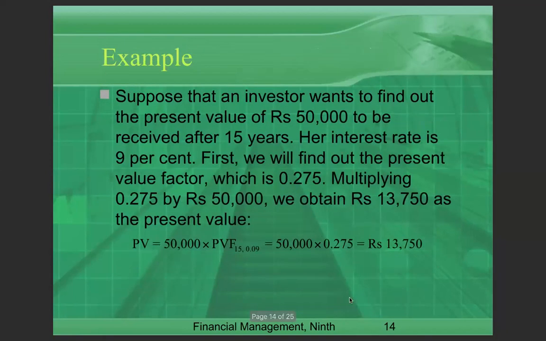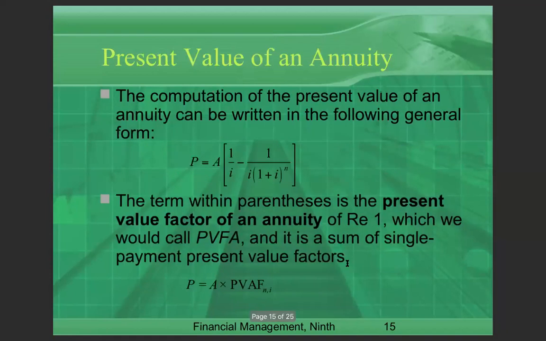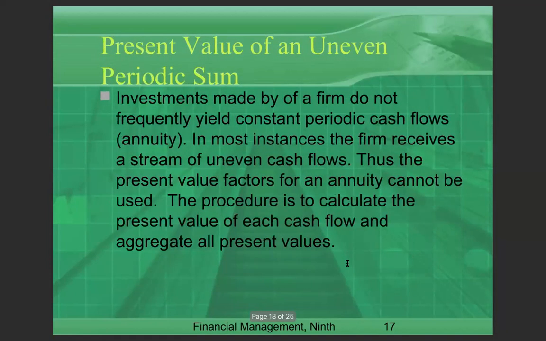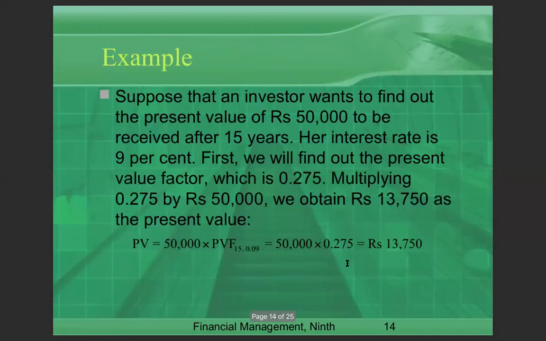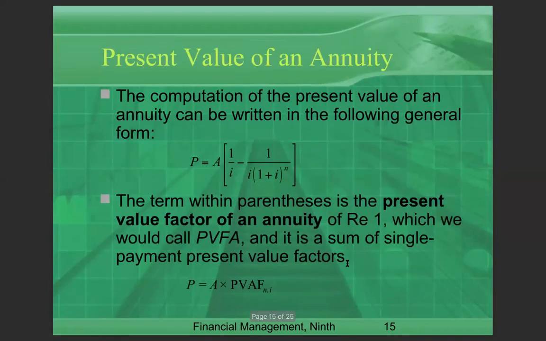You will have the value. This value is, no, I'm sorry. I can take a problem. Yeah, this value, if it is 0.275, multiply with A, then you get the present value of that. What is that?